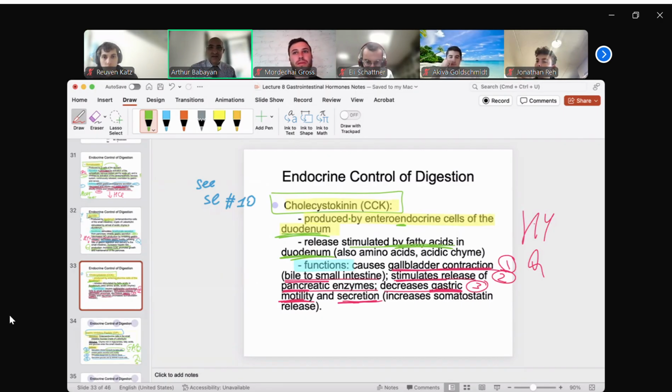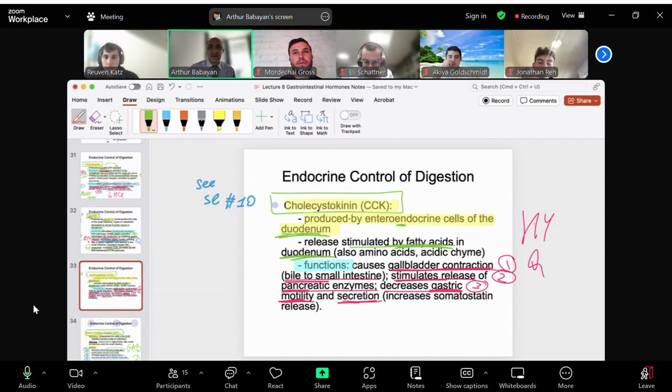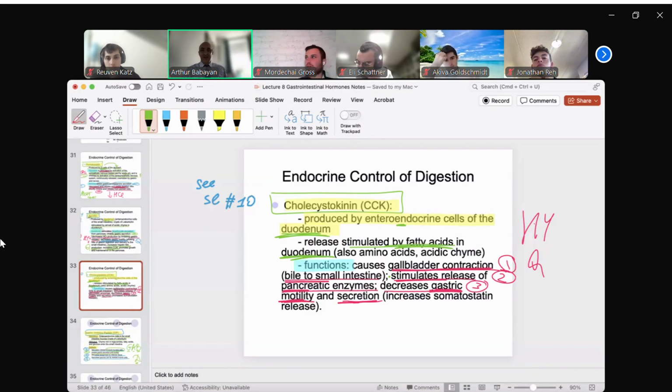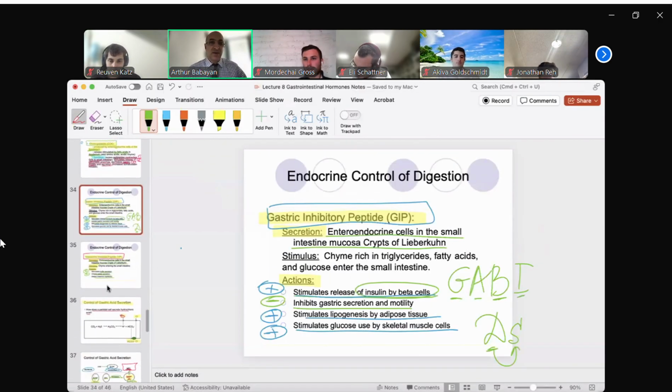Guys, it says see slide number 10. We spoke about that. CCK is produced by enteroendocrine cells, stimulated by fatty food in the duodenum. It causes gallbladder contraction, stimulates release of pancreatic enzymes, and decreases gastric motility and secretion, for example, and increases somatostatin release. High yield exam question and your MCAT exam question.